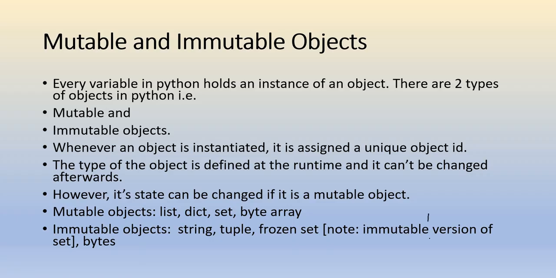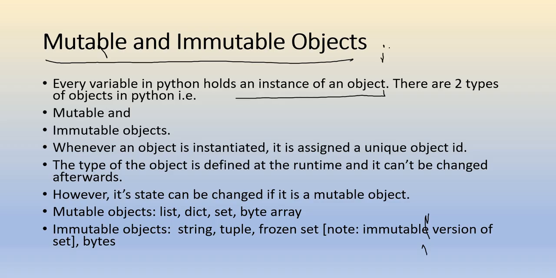So normally here in Python, we have two different kinds of objects. One is mutable and another one is immutable. So what is the meaning of mutable? Normally, while we discuss mutable and immutable objects, we should know that every variable in Python holds an instance of an object, and the unique identifier of the object can be represented with the help of ID.